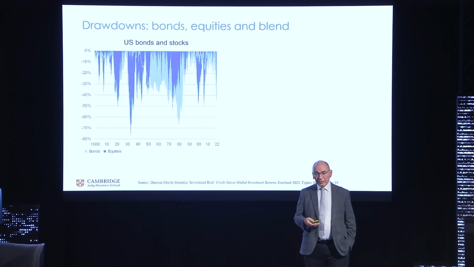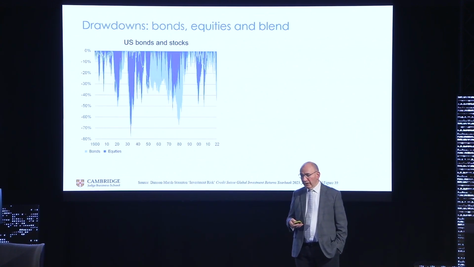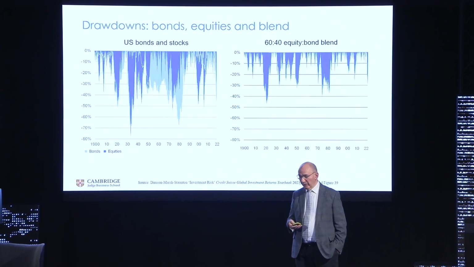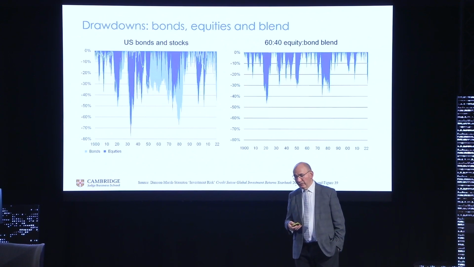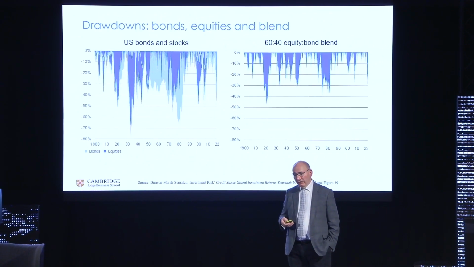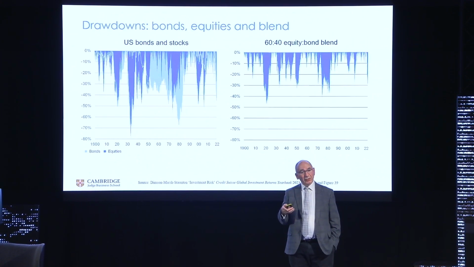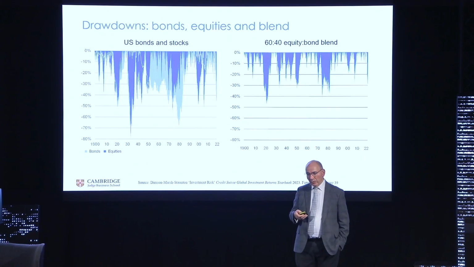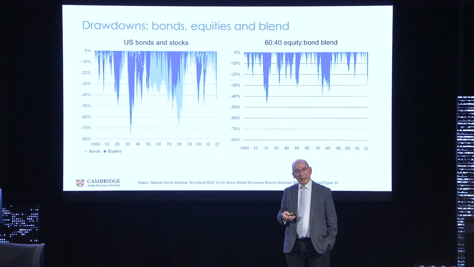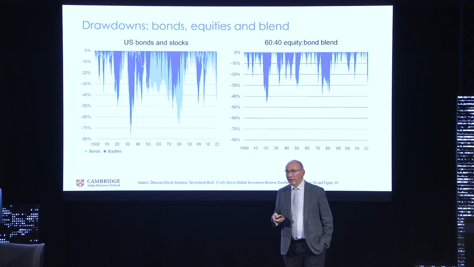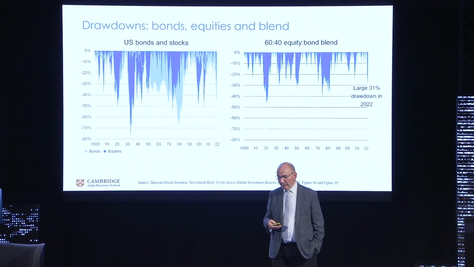We've looked using our long-term history at the drawdowns from bonds and equities and the impact of blending the two into a diversified portfolio. And you can see on the left the fall in value from a previous high of government bonds or of equities, which have at times lost 2/3, 3/4, or even more of prior real value. And on the right, you can see the impact of having an equity bond mix.